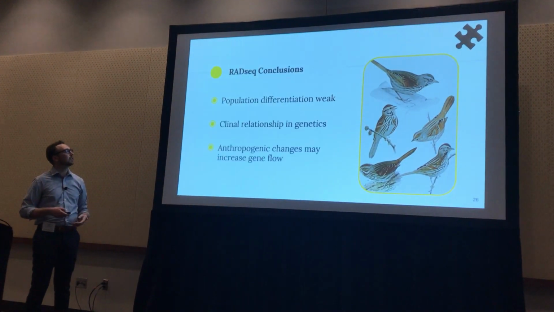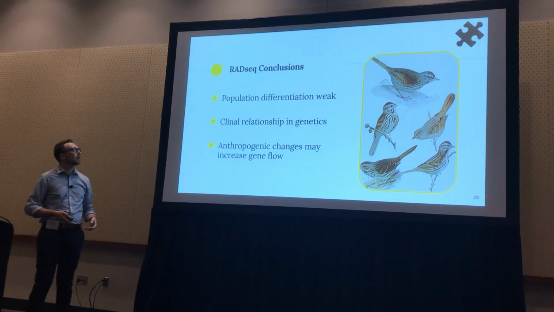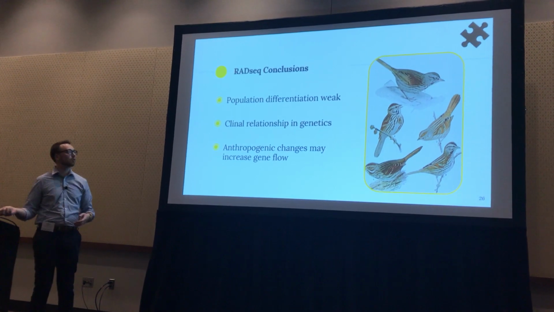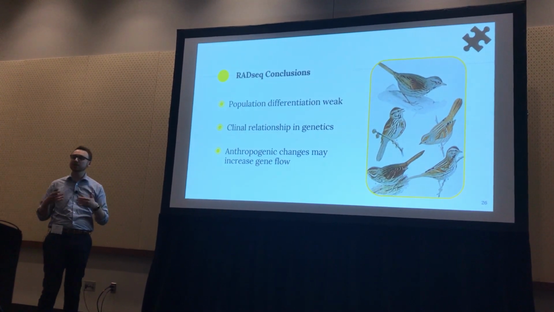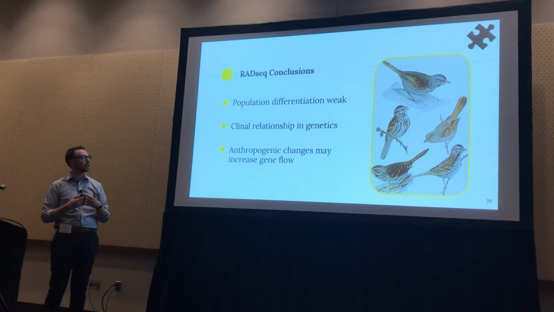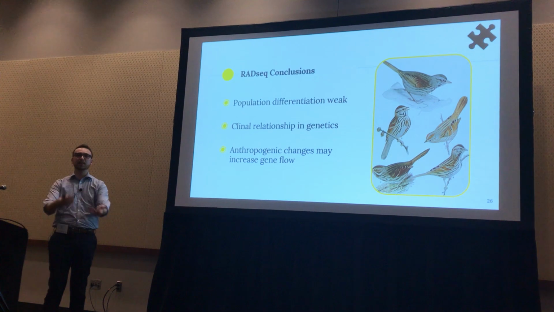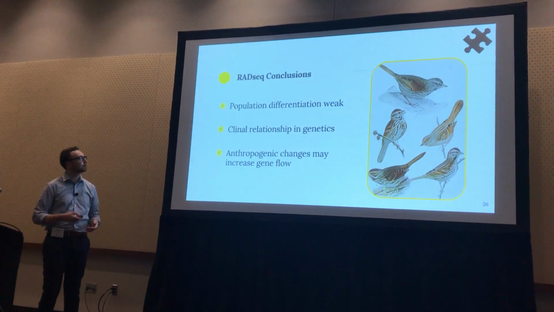So just to really quickly, our conclusions are that we got some weak differentiation like you would expect. There's a clinal relationship in genetics, which we can see in the PCA or in the structure plots. And then there's the potential that anthropogenic change might be facilitating gene flow if they are in secondary contact, just because as humans have changed the landscape next to the coast, they might be facilitating that eastern subspecies moving in and getting closer, but we're not really sure.